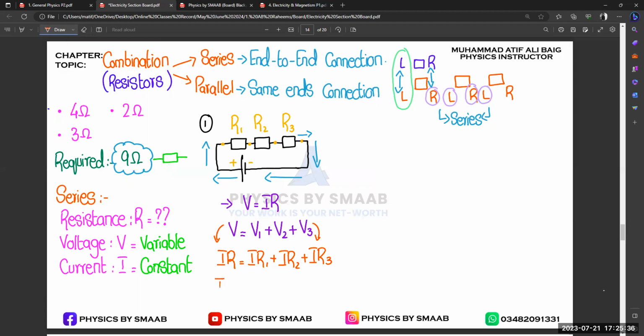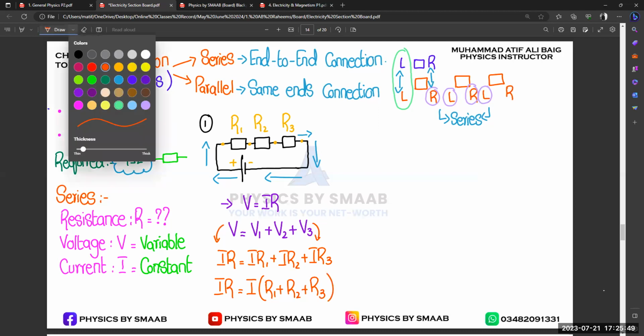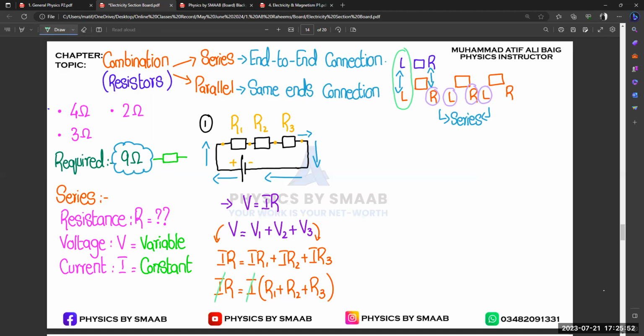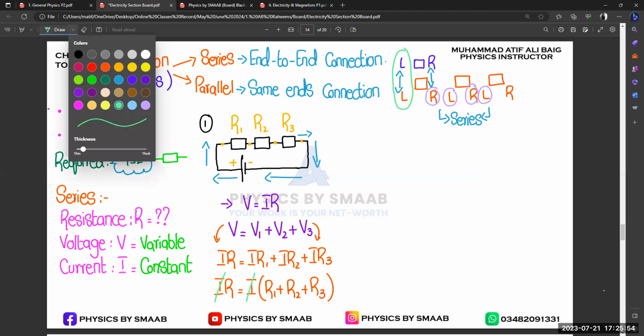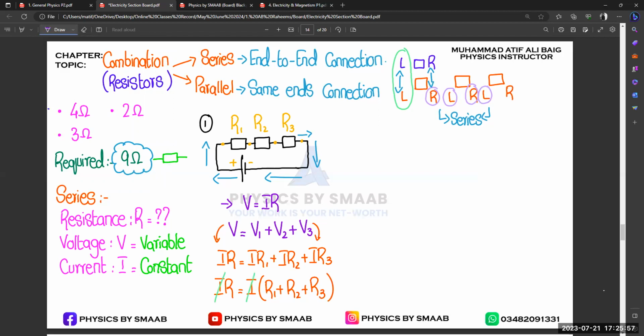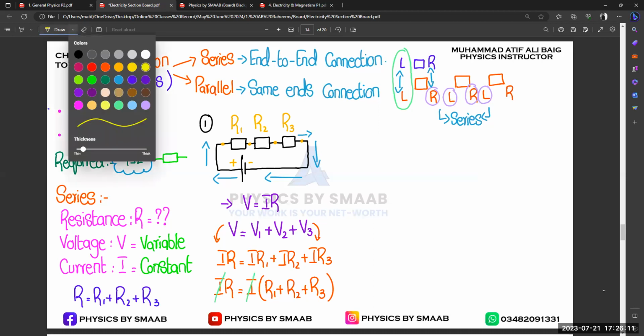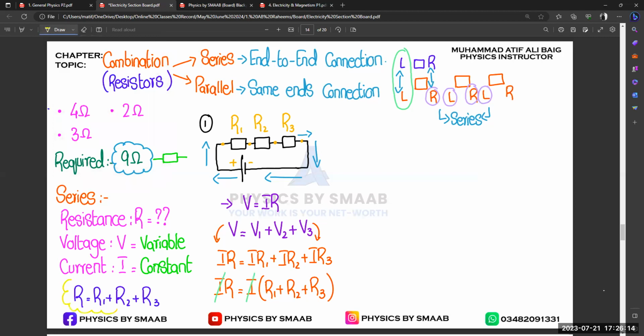Now we can take I common from the right hand side, so the remaining value will be R1, R2, R3. Now we can simply cancel out this I from both sides, so you will get your final expression. In series combination, our final expression is R is equal to R1 plus R2 plus R3. This is our final expression for series combination.